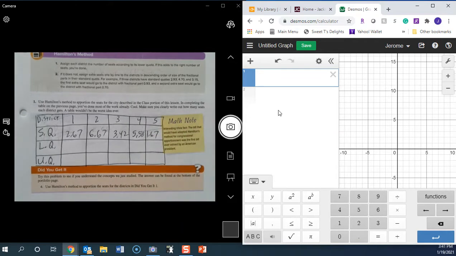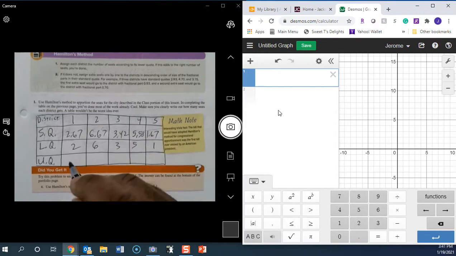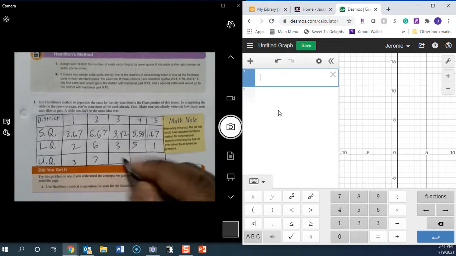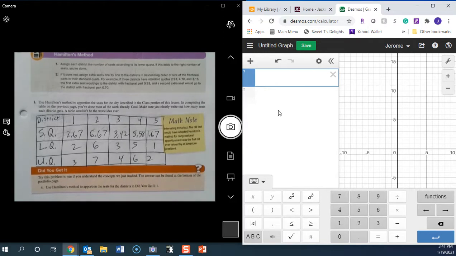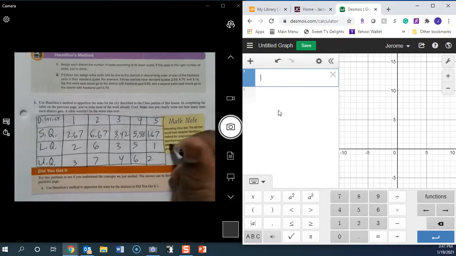Okay. Now the lower quota is the number in front of the decimal. And the upper quota, we just add 1. Okay, so now we got all of that taken care of. Now, what we would do is this here. We add up the lower quota to determine how many seats each district gets. After you find all of this, you add up the lower quota. 2 and 6 is 8, plus 3 is 11, plus 5 is 16, plus 1 is 17.